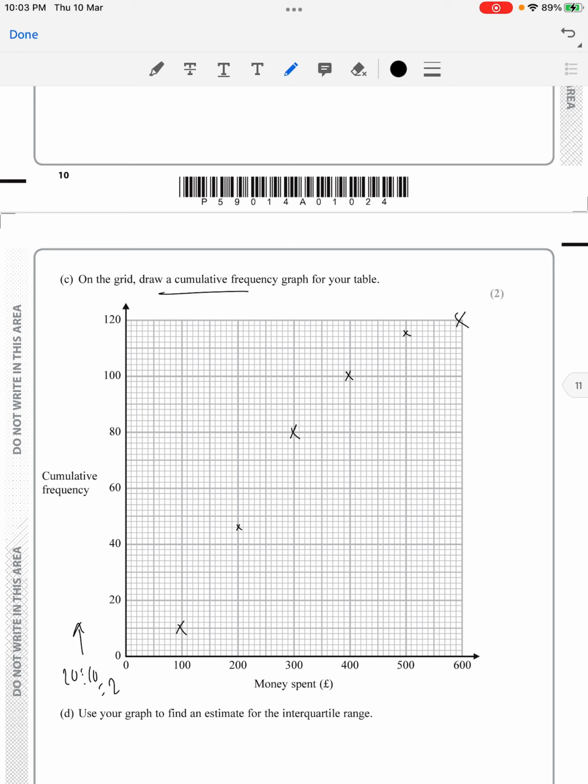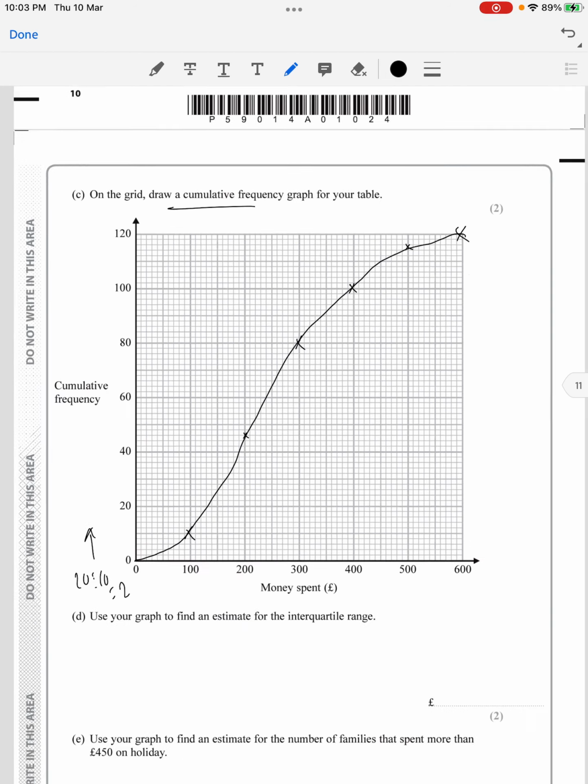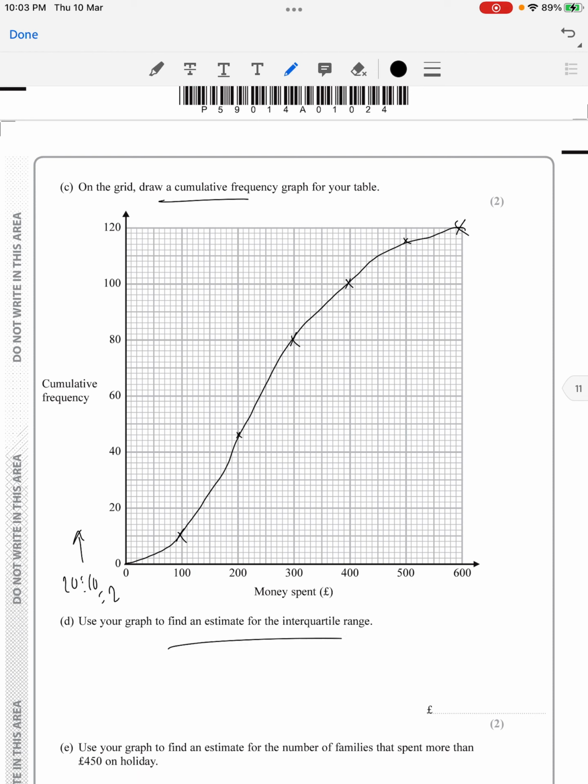So now what I would like you to draw is a smooth line curve. Do not draw like this. Do not draw by connecting them. That is totally wrong. What you need to do is draw a smooth curve. For some reason this curve isn't that smooth, but you get the idea. So you draw a smooth curve. There you go. Now use a graph to find out an estimate for the interquartile range.